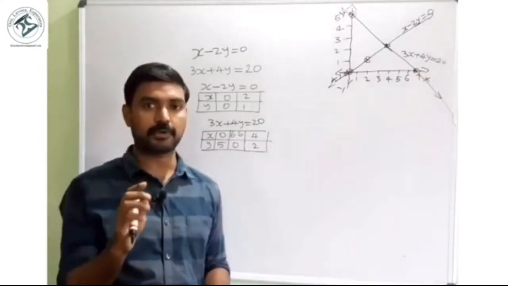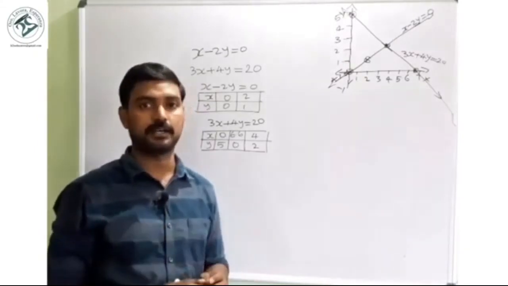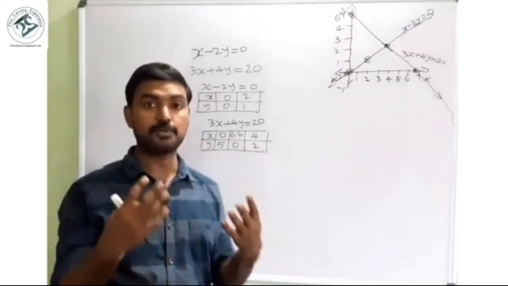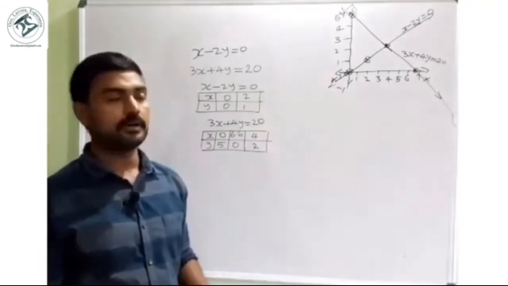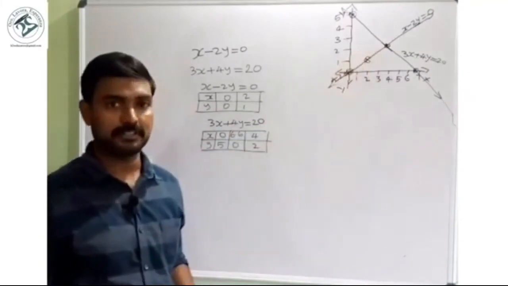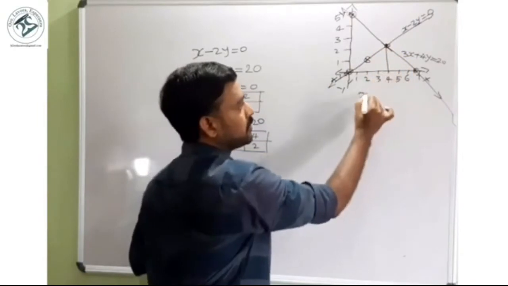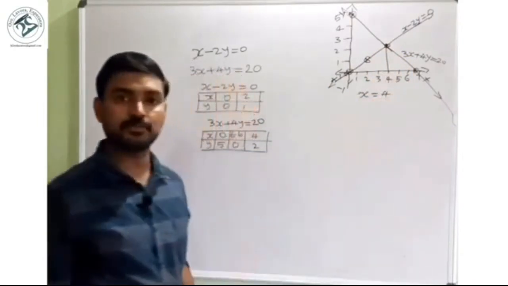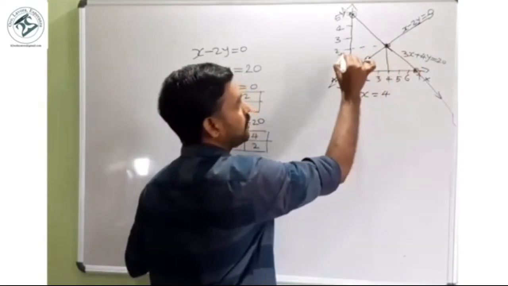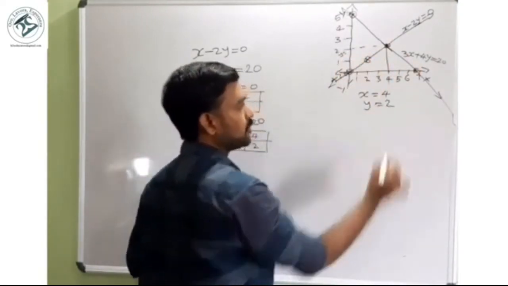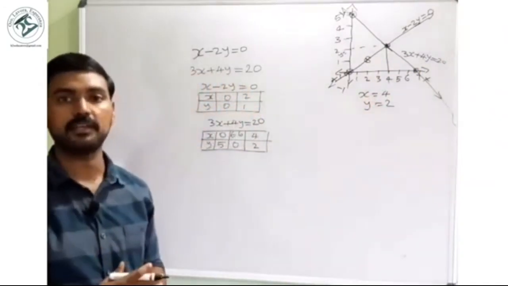Now our first topic, I told you how to find the solution of a pair of linear equations. Suppose 2 equations are given, how to find the solution graphically. So we drew the graph. Here we got the intersecting point. Corresponding to this intersecting point, what is the x value? That is 4, so x is equal to 4. And what is the y value? Corresponding y is equal to 2. So x is equal to 4 and y is equal to 2 are the solutions of the given equations.